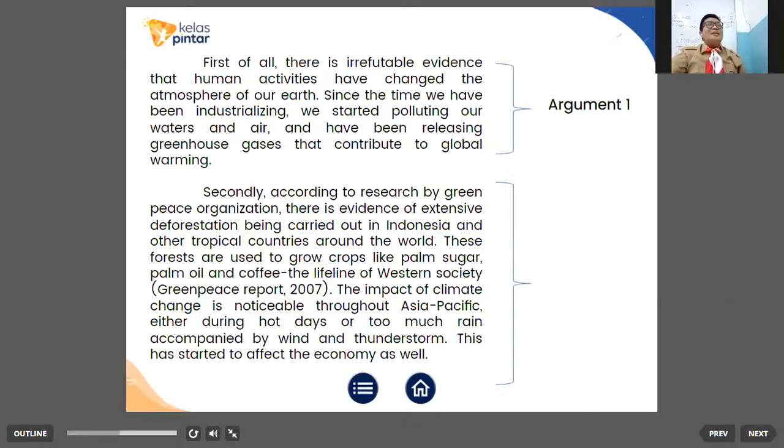The first argument. First of all, there is irrefutable evidence that human activities have changed the atmosphere of our Earth. Since the time we have been industrializing, we started polluting our waters and air, and have been releasing greenhouse gases that contribute to global warming.